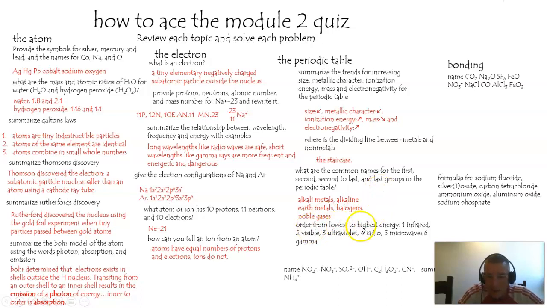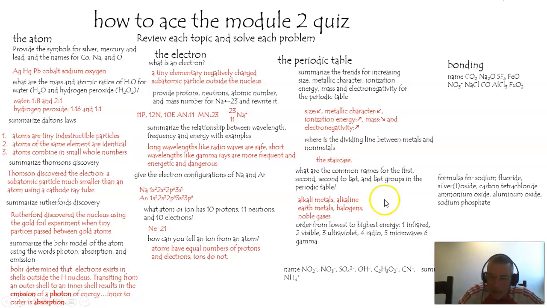Order these from lowest to highest energy. So let's think of lowest as safe and highest as scary. Infrared, visible, ultraviolet, radio, microwave, and gamma. Well, you might recognize gamma as being the scariest, so we'll put that last. Radio waves, although some people don't buy it, are quite safe since they're incredibly long wavelength and low energy.